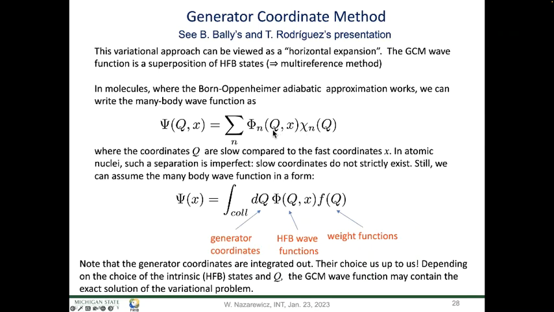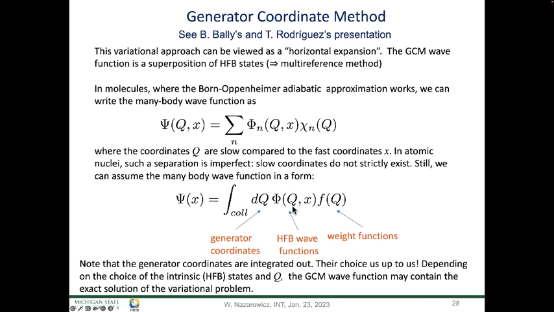So for each position of slow ionic coordinates, one solves the eigenproblem, okay? For each position of the slow ionic coordinates, one can solve the electronic problem. And then the total wave function can be written in this way, where ionic wave functions, nuclear wave functions, and electronic wave functions are coupled strongly. Okay, so this is very similar to what we do in the generator coordinate method.